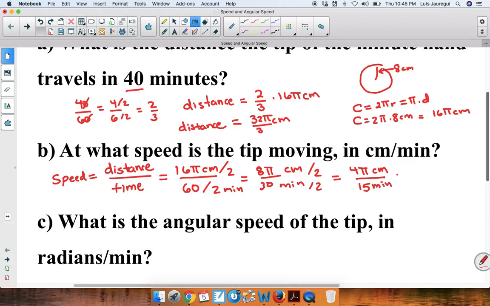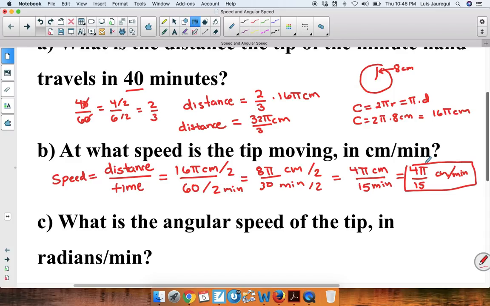So in reality, we can simplify this and say we have a speed of 4 pi over 15 centimeters per minute. So it's the actual speed that the minute hand is moving. Now lastly, part C, what is the angular speed of the tip in radians per minute?